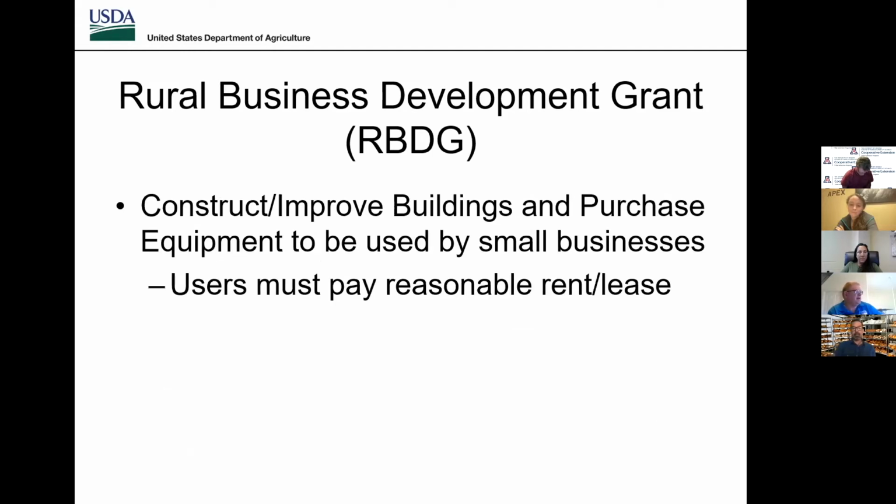The Rural Business Development Grant can also be used to construct or improve buildings and purchase equipment to be used by small businesses. This is called a rural business incubator, an industrial site loan or industrial site grant, industrial site assistance, and ultimately though the end users must pay a reasonable rent or lease to be in those buildings or use that equipment. We can't have a pass-through grant with the Rural Business Development Grant. What's the application process?